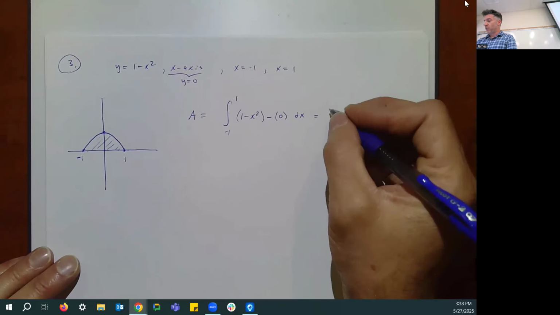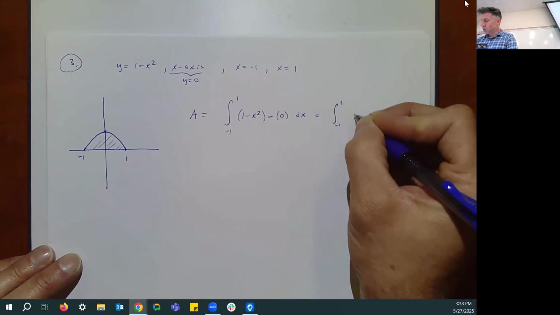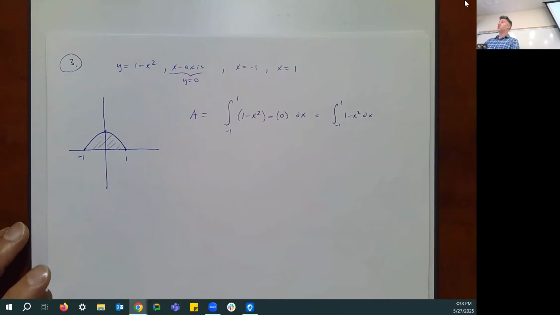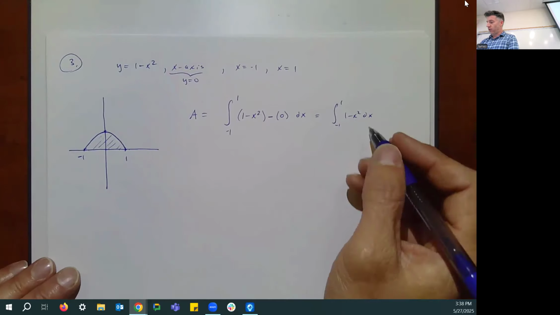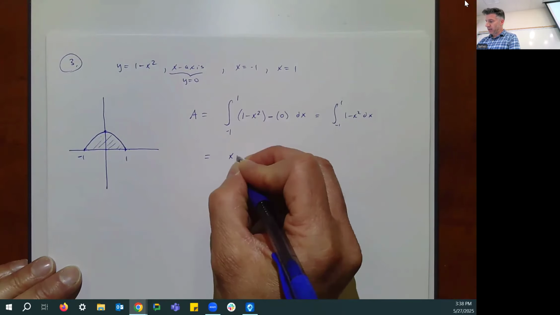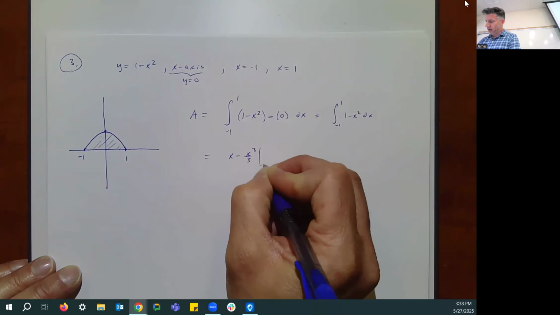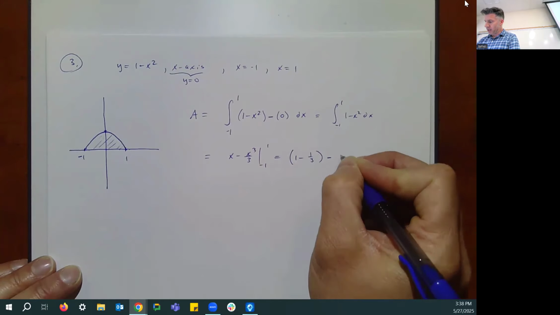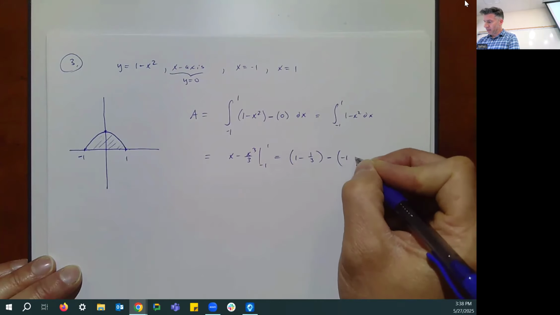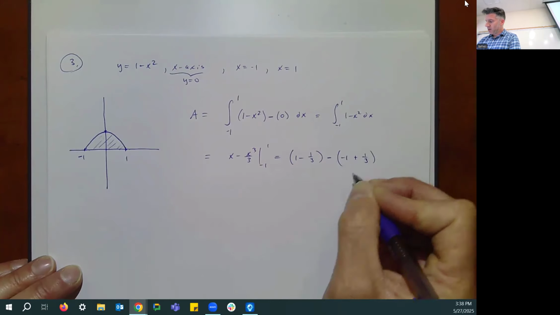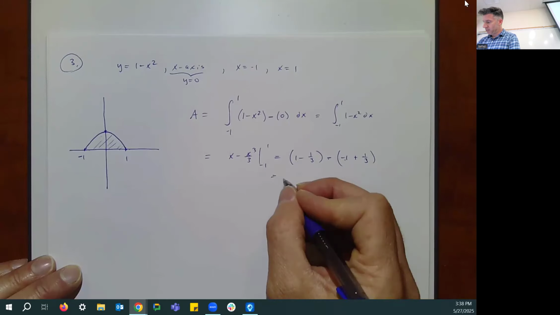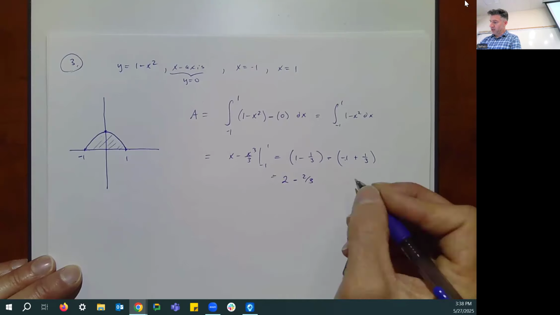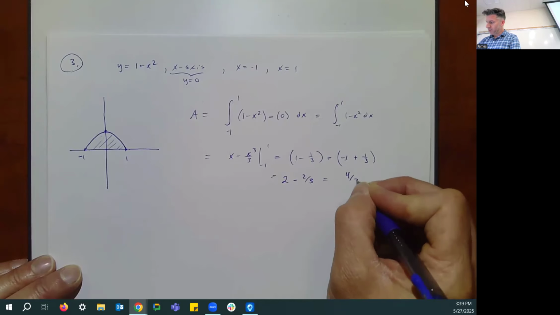I will point out, if you really wanted to, you could use a trick to make this slightly easier to calculate. I don't think you need to. In fact, I'll do it this way first. It's going to be x minus x cubed over 3 from -1 to 1, which is going to be 1 minus 1/3 minus (-1 minus -1/3), which is going to be 1 plus 1 minus 1/3 minus 1/3. And 2 minus 2/3 is 4/3.